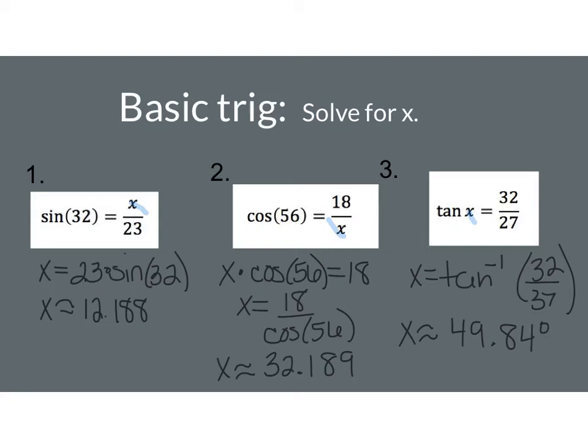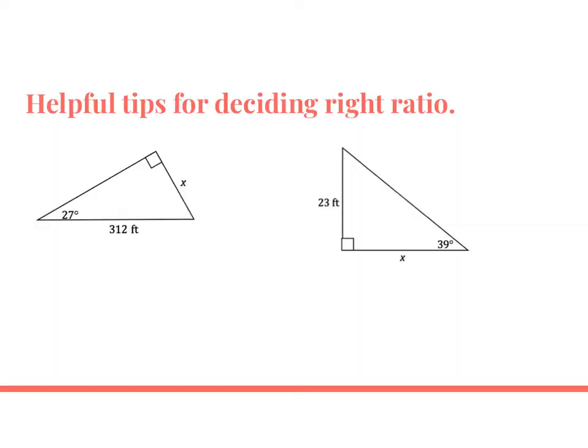If your variable is in the numerator or the denominator, this is when you are solving for a missing side. If your variable is next to the word tangent, that's when you're solving for an angle. The question I get most frequently is, how do I know if I'm solving for a side or solving for an angle? That's going to be based on the information you know or you're looking for. So let's go through a couple examples together.